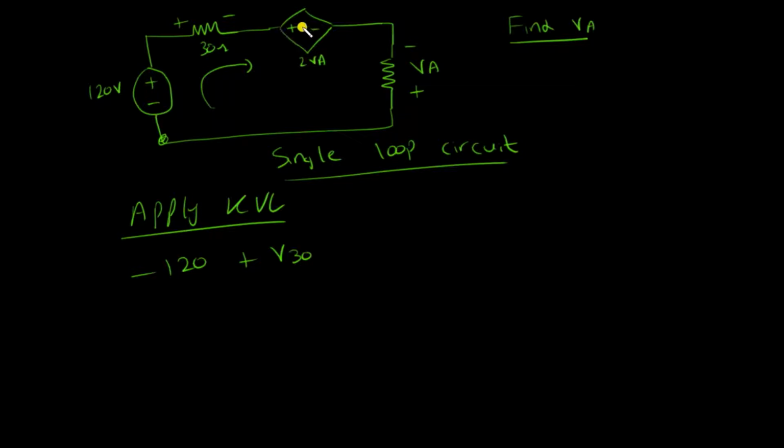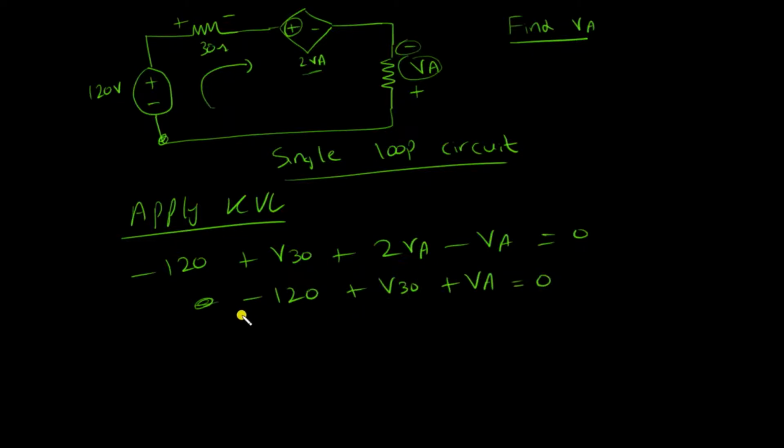Then I see this dependent voltage source. As I mentioned in the previous lecture, a dependent voltage source's value depends on some other value in the circuit, and here the value is 2VA, which is dependent on this VA. So I write plus 2VA because I see the positive sign first. Then I move here, and I'm given that this is VA, so I write minus VA, and this is equal to 0. Simplifying, it becomes minus 120 plus V30 plus VA is equal to 0.